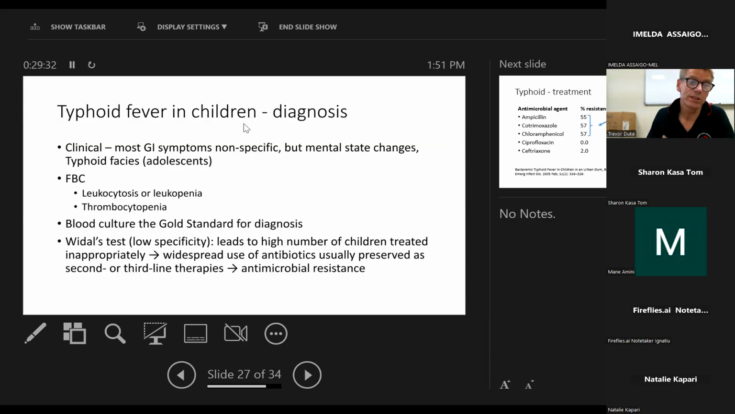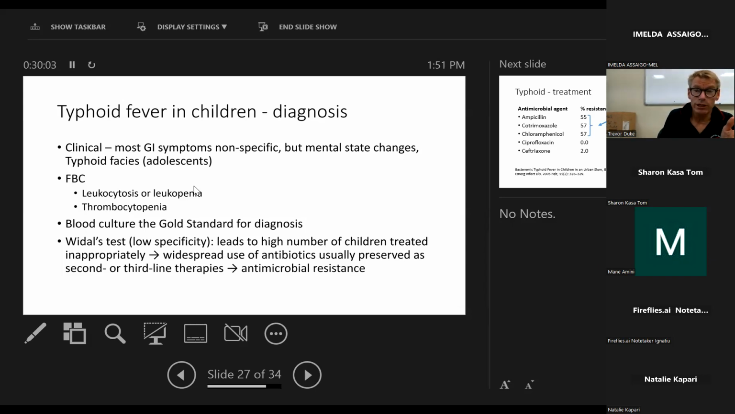The diagnosis is mostly clinical, and the features are non-specific, aren't they? I think much more specific are those mental changes. If you see that in an adolescent, then it's probably typhoid. It could be other things, but think about typhoid. They often have leukocytosis or leukopenia, but that's non-specific too. Their white cell count is high or low, and they sometimes have a low platelet count. And the blood culture is the gold standard.